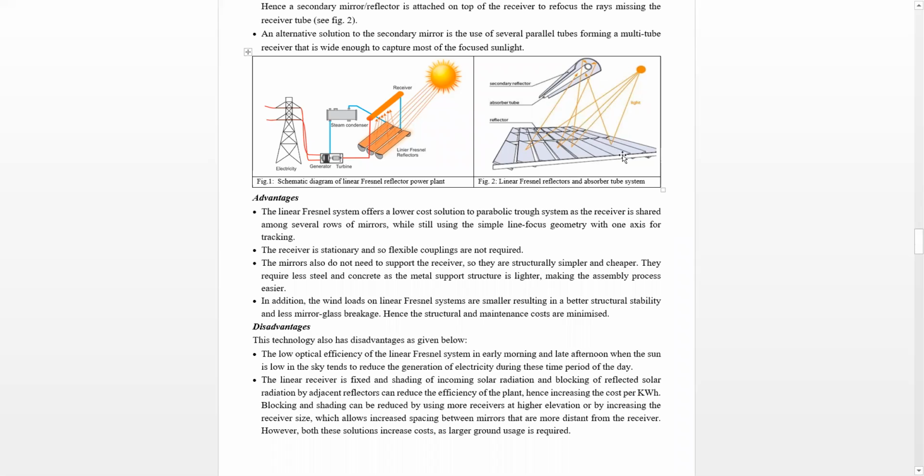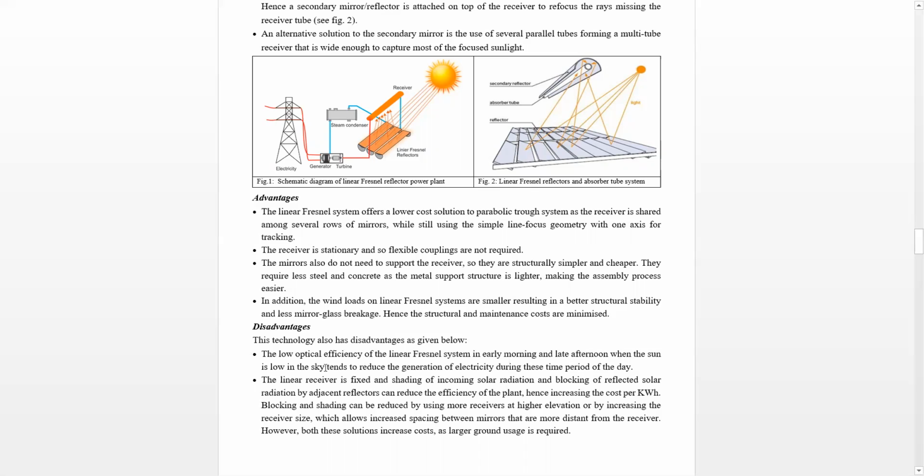So these are the reflectors. So say 100 units of energy is falling on this surface, but after reflection, some of the energy may strike on it, but some of the energy may pass from the sides without striking on it. Still, only 70% of the reflected radiation falls on the surface. So optical efficiency would be 70%, that is 0.7, right? So low optical efficiency of the linear Fresnel system in early morning and late afternoon.